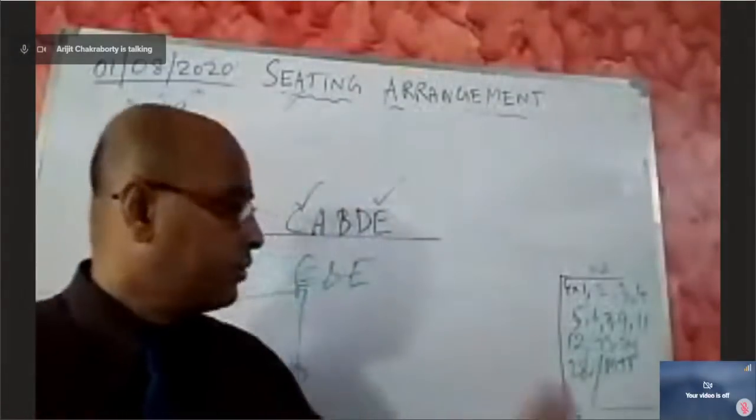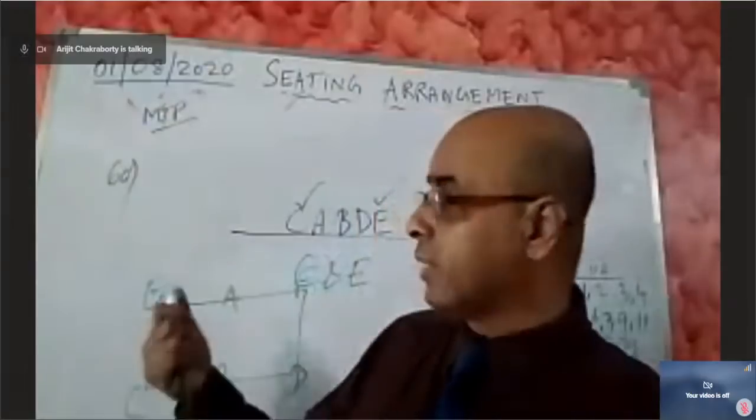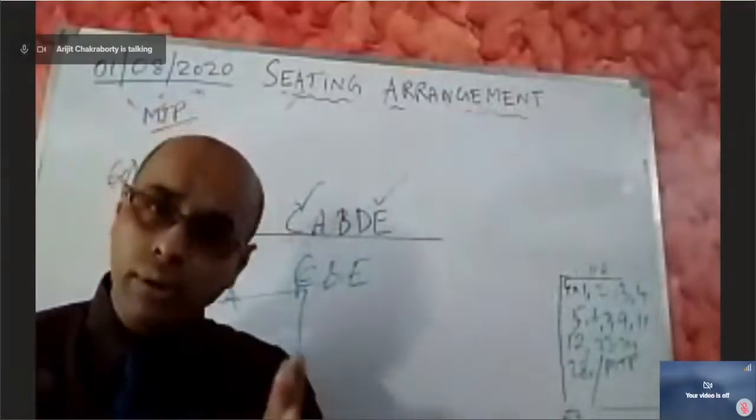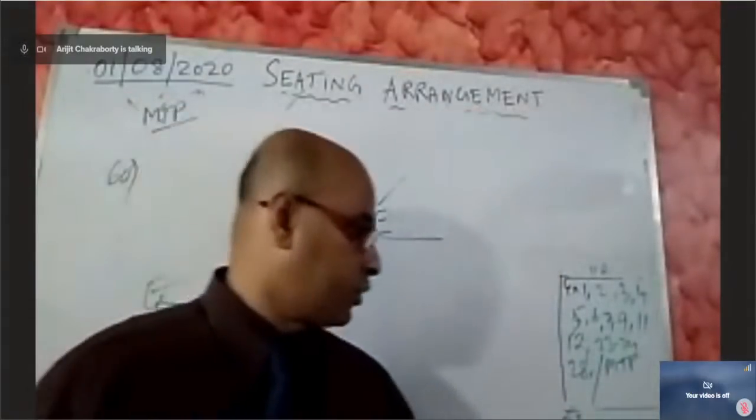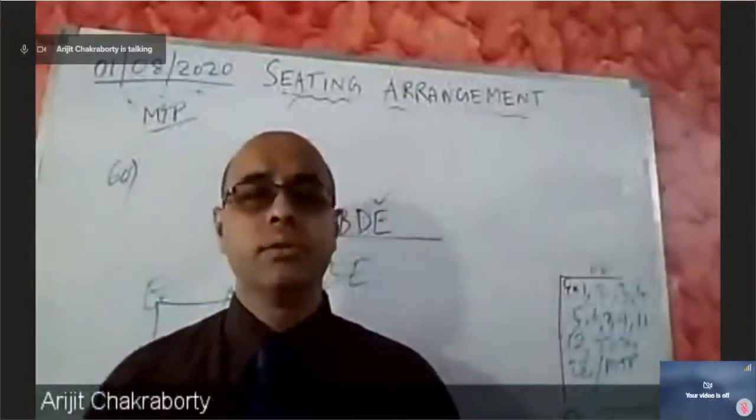Thereafter, we went to the MTP, and in the MTP, whatever questions were there on seating arrangement, that is 53, 55, 56, and 60, we have solved all of them.